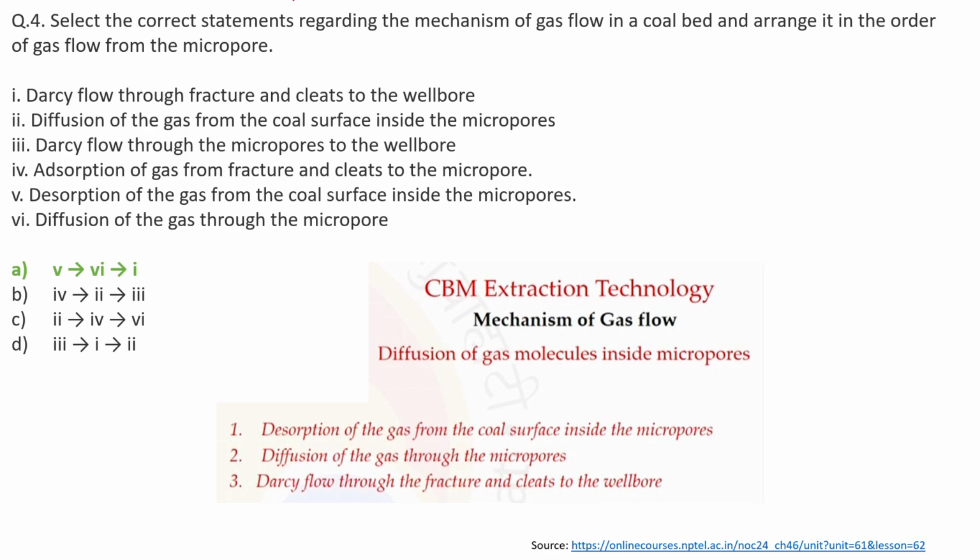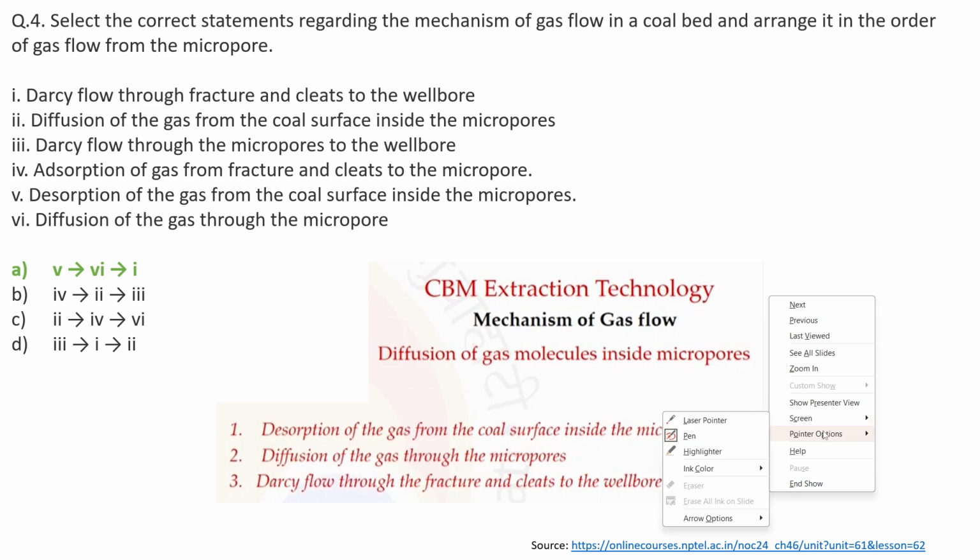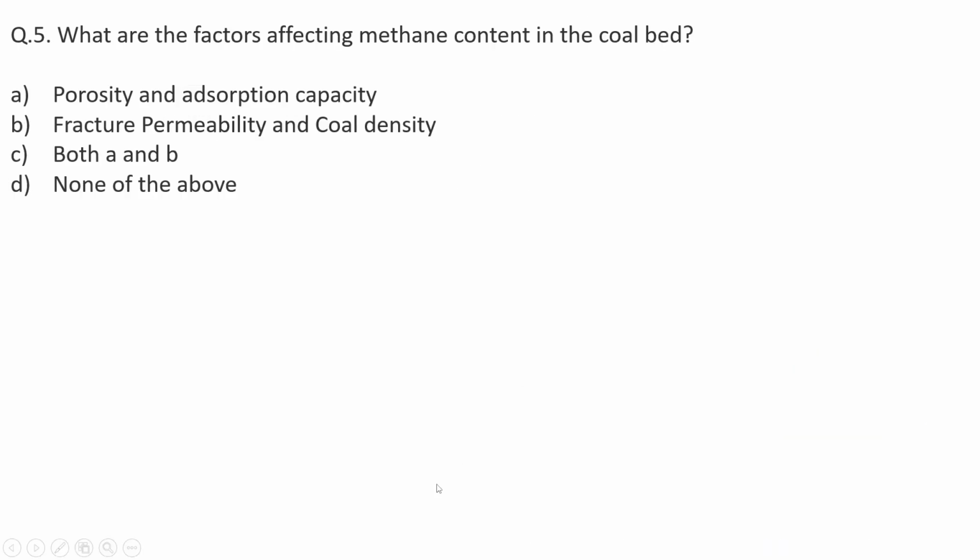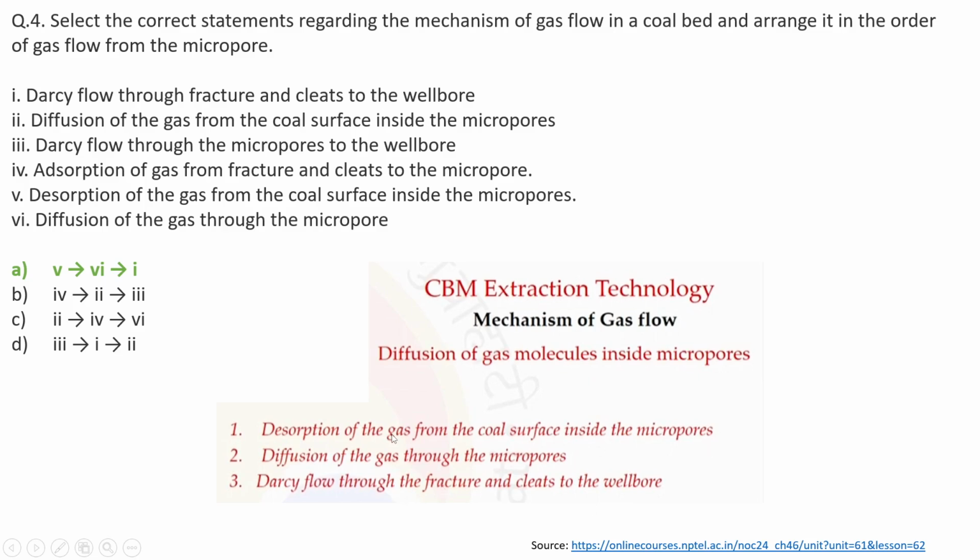So this is the correct sequence in which the gas flow occurs. First is desorption of gas from the pore surface inside the micropore. Which of the options is it? It is option 5. Next is diffusion of gas through micropore, which is option 6. Finally, the Darcy flow through the fracture and close to the wellbore.